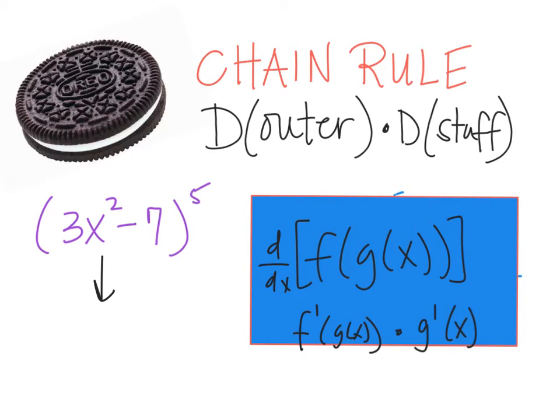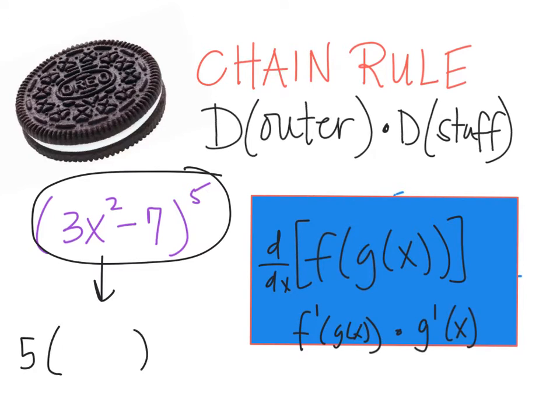Well, since the outside function is something to the 5th power, we'll use our power rule. So 5 multiplied by, it's still the same. So we're really not touching 3x squared minus 7. So we're going to do the power rule on the parentheses. 5 comes down, n x to the n minus 1. And then there's our d outer and our d stuff.